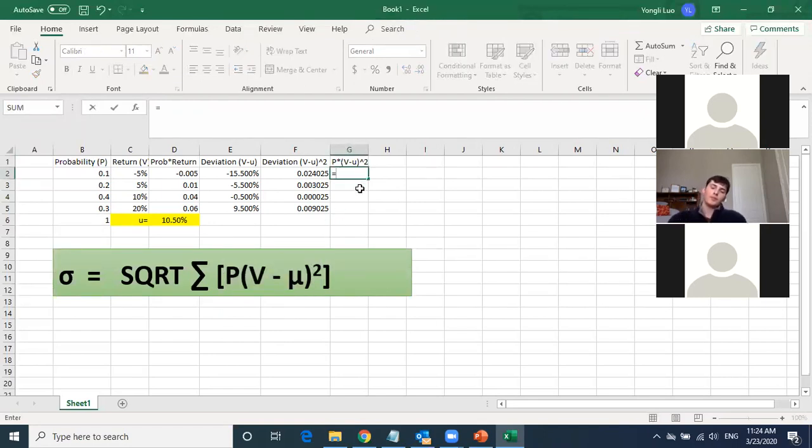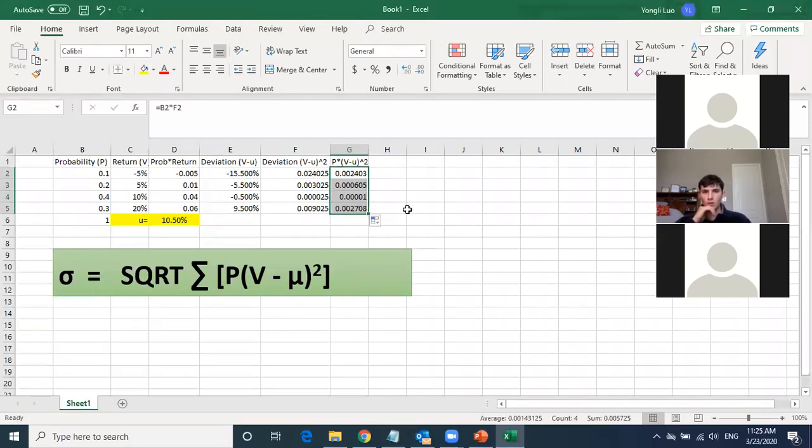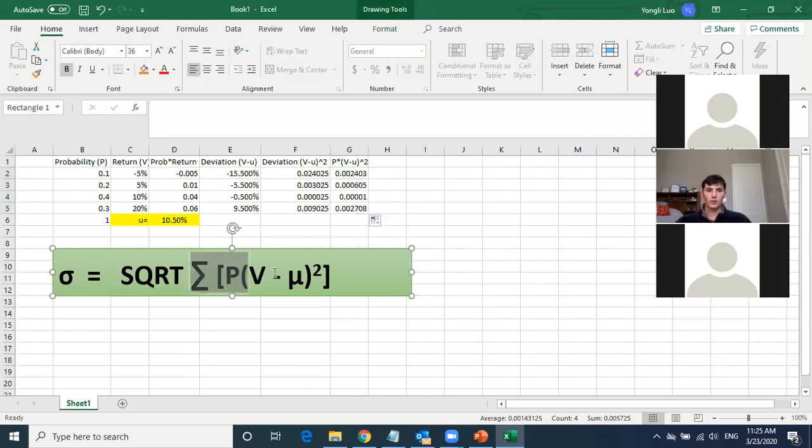Okay, how do you do that? You already have the squared deviation. And then what you need to do is just the probability times the squared deviation. And then you click on enter to apply that formula all the way down. Okay, look at this. Now you have to sum them up. You sum all those values you calculated.